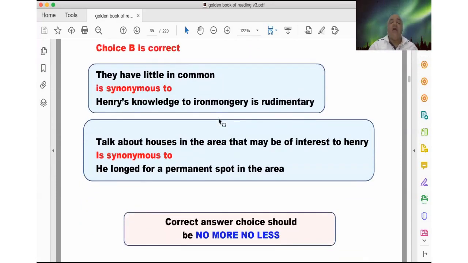And talking about houses in the area that may be of interest to Henry is synonymous to he longed for a permanent spot in the area.